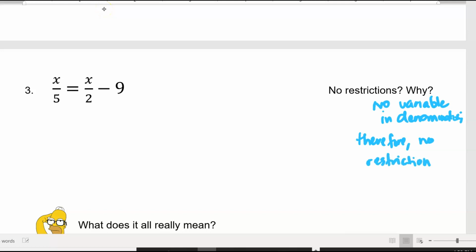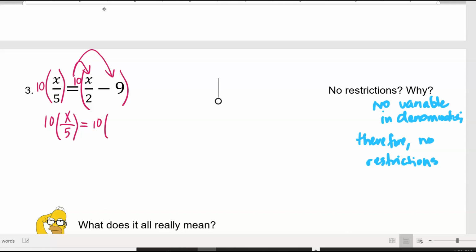So we're solving an equation, and what do we do? We multiply by the LCD. So try to figure out what the LCD is before I reveal the LCD. So in this case, it would be 10. So we're going to multiply the left side by 10 and the entire right side by 10. So not only are we multiplying 10 by x over 2, we're also multiplying 10 by 9. So here we have 5 divided into 10 2 times, so that's 2x equals 2 goes into 10 5 times, so that's 5x minus 90.